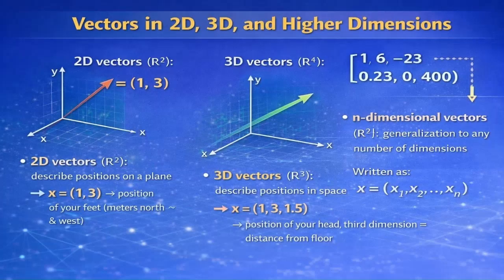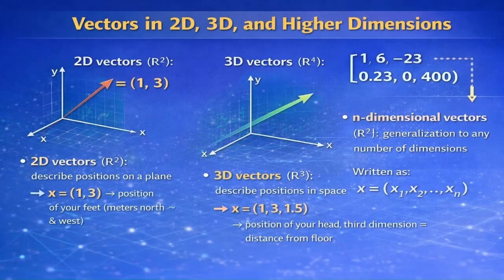You may be familiar with 2- and 3-dimensional vectors. Vectors in 2-dimensional real space are R2, and in 3-dimensional real space are R3. For example, a 2-dimensional vector x equals the vector (1, 3) could describe the position of your feet in meters north and west of the corner of a room. A 3-dimensional vector x equals the vector (1, 3, 1.5) could describe the location of your head, with the third dimension corresponding to the distance from the floor.